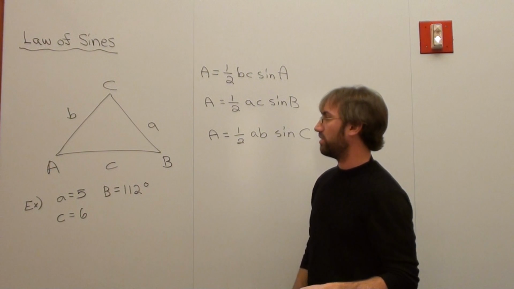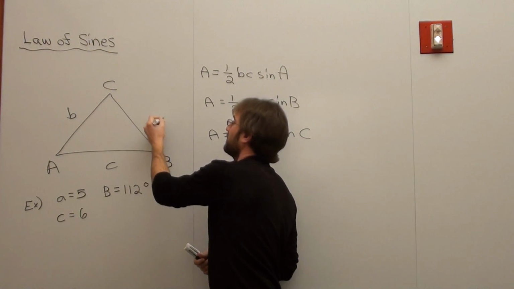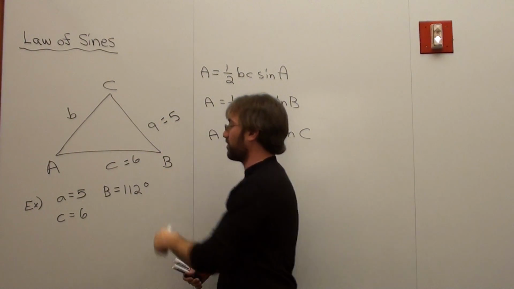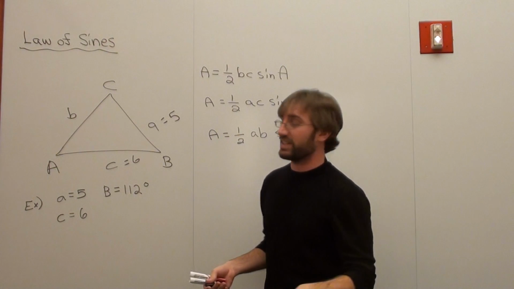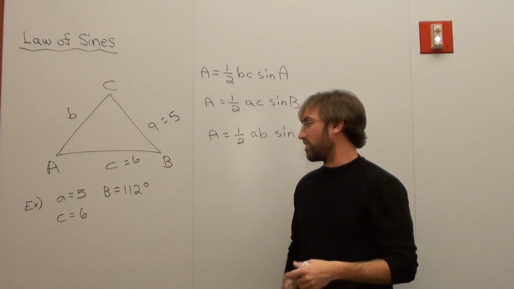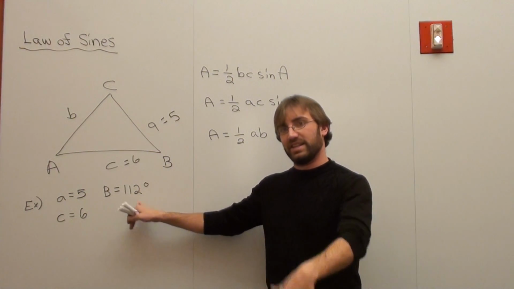And here's my example. I've got A equals 5, C equals 6, and B equals 112. Clearly not drawn to scale. It doesn't really matter. All you have to do is be given this information. You have to be given two sides and then an angle measure of the side that's not given.